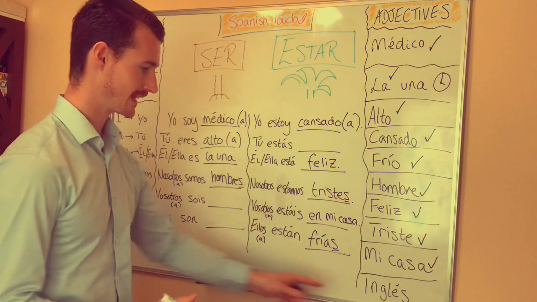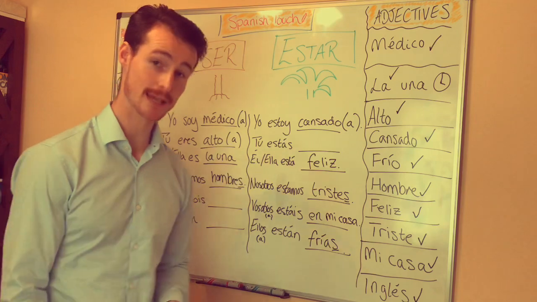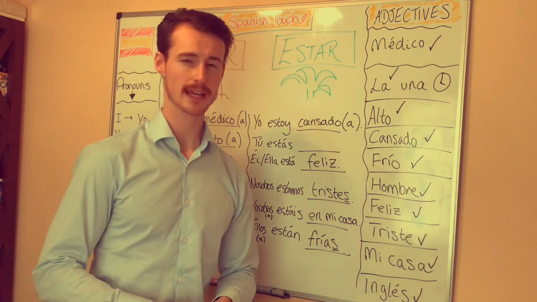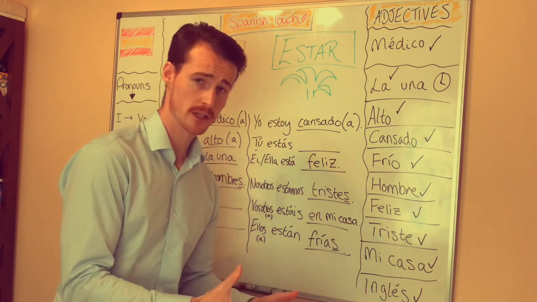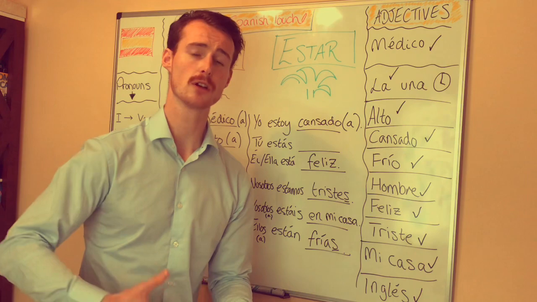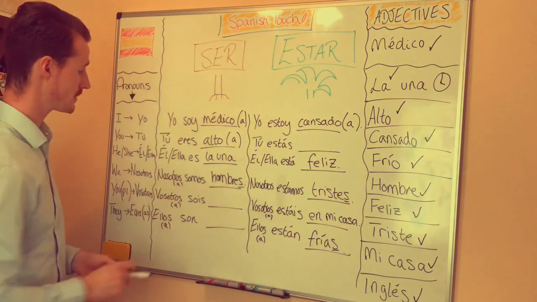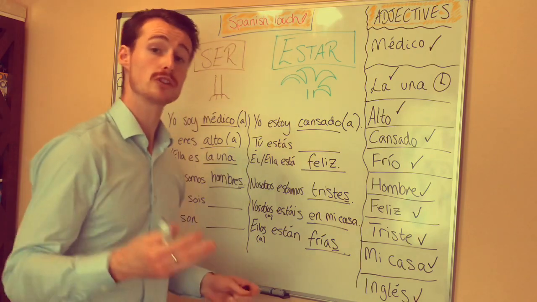We're going to use inglés with the last three. Inglés, you guessed it, it means English. Okay, now, imagine that you're an English person. Is it permanent or is it non-permanent? It's something you can't change. Therefore, it is ser. We're going to use the verb ser. Now, imagine that there's more than one of you. So we're going to use ser.